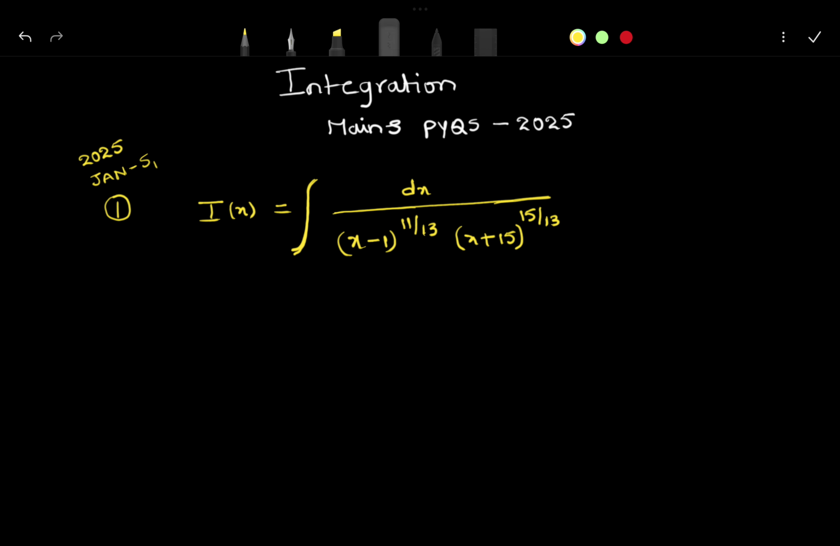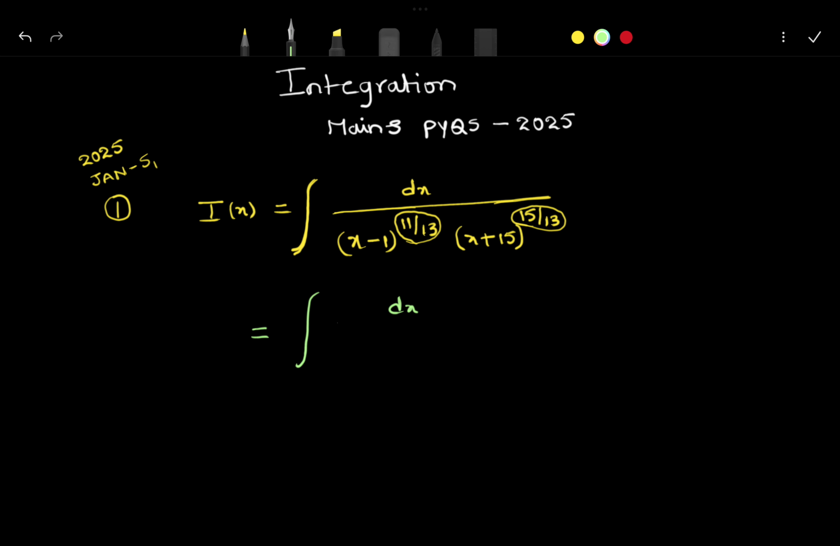You see here the first term's power will be 11 by 13 and the next one will be 15 by 13. By observing these two, the sum will be 11 by 13 plus 15 by 13, which is 26 by 13. So in this model question, if the sum of the powers is equal to 2, then you have to follow one particular method.